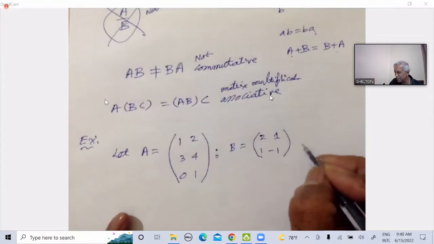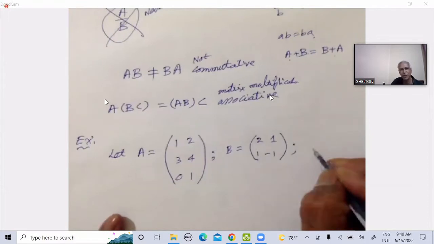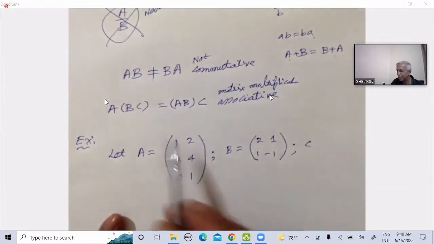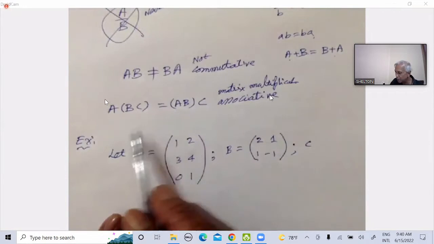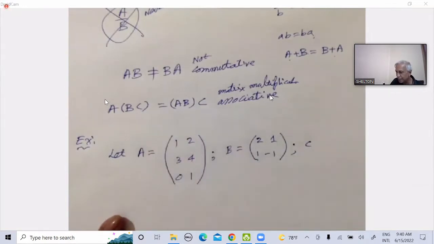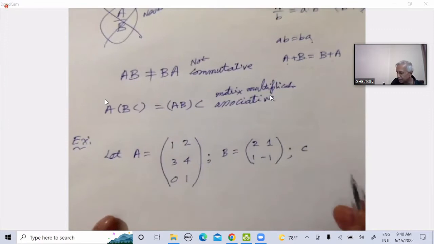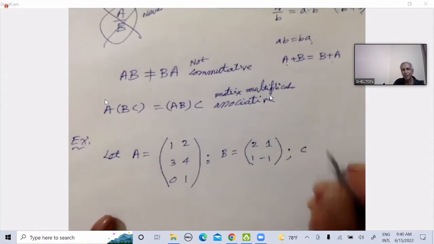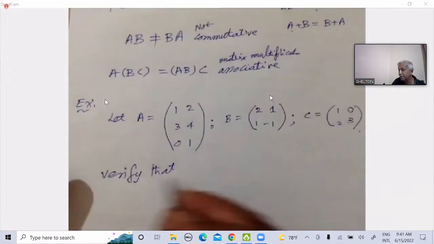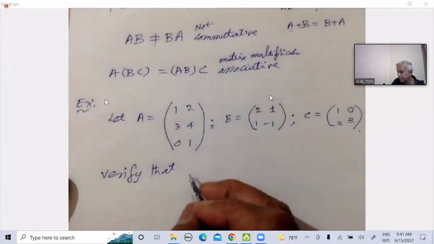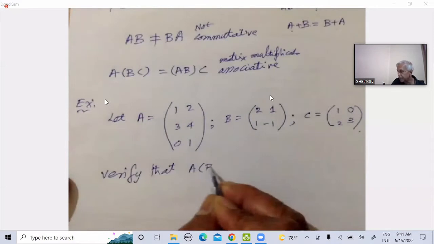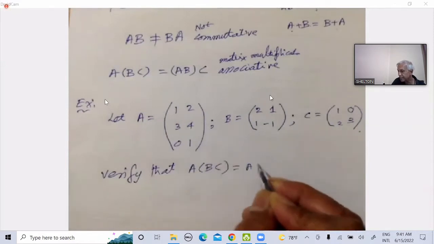And let us say we need 3 matrices for the associative property. The third one, we shall take again a 2 by 2 matrix: 1, 0, 2, 3. Verify that A times BC is equal to AB times C.